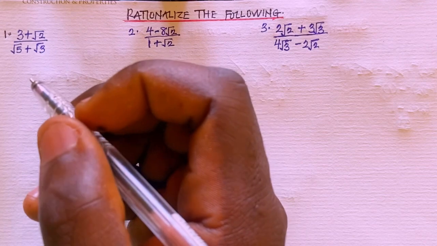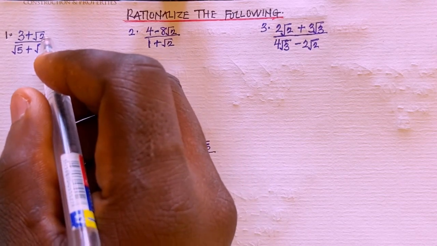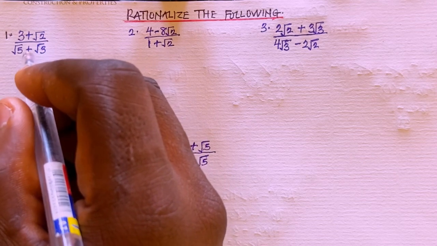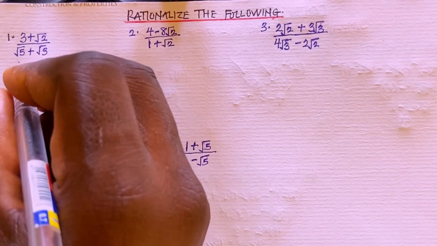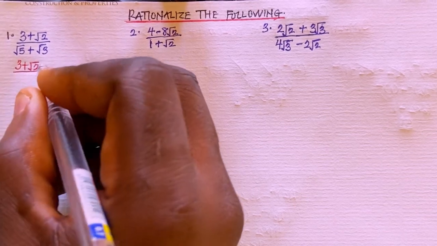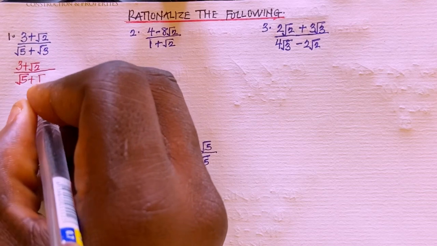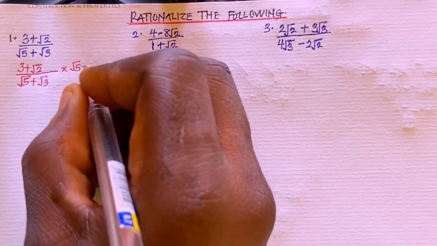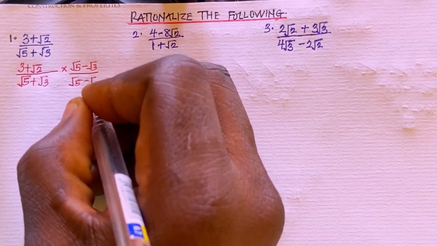Whenever I want to rationalize, I can choose to rationalize with either the denominator or the numerator. If I'm going with the denominator, I will change the sign to negative. So here I have 3 plus root 2, divided by root 5 plus root 3, then multiply by root 5 minus root 3, divided by root 5 minus root 3.